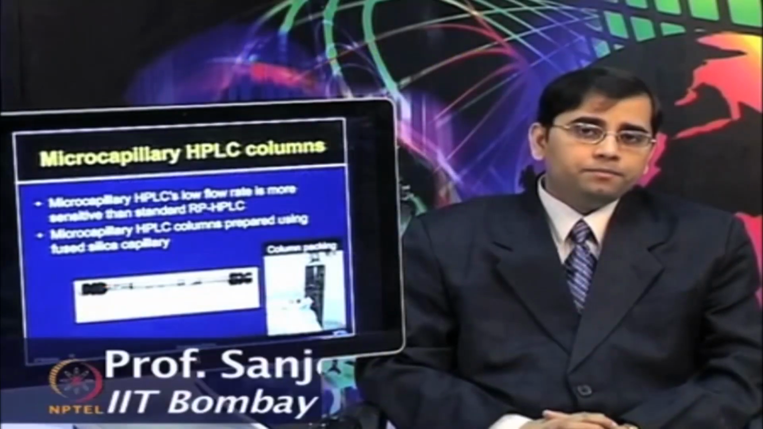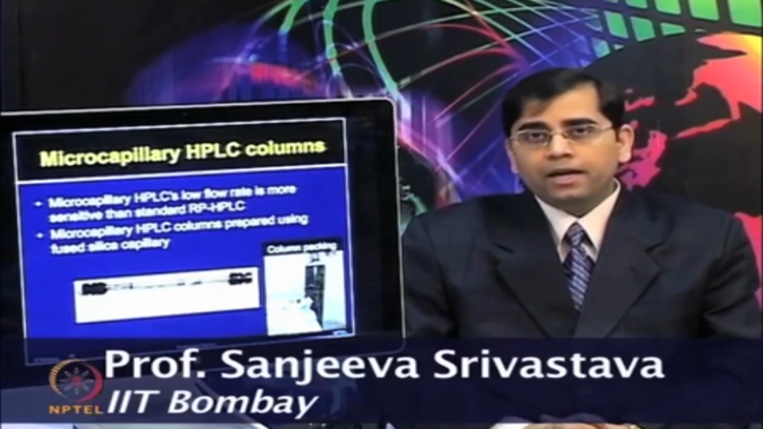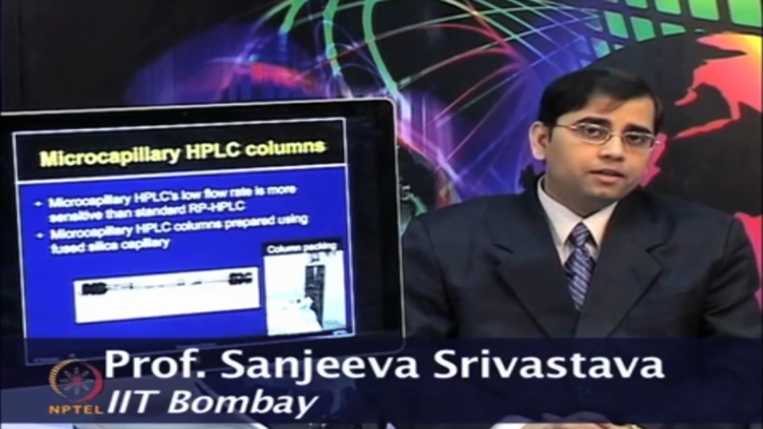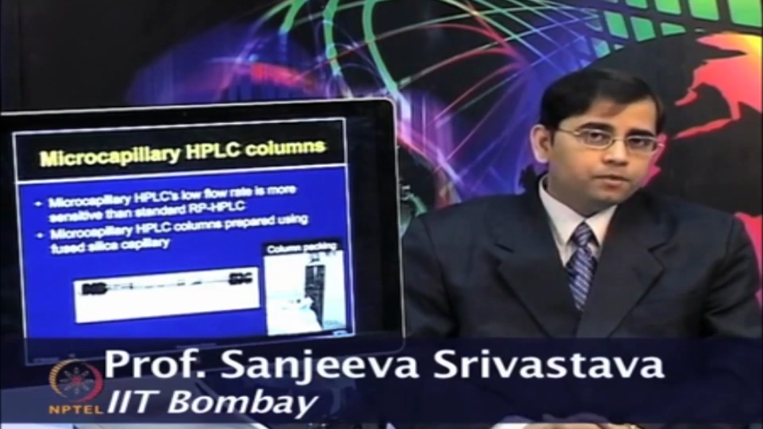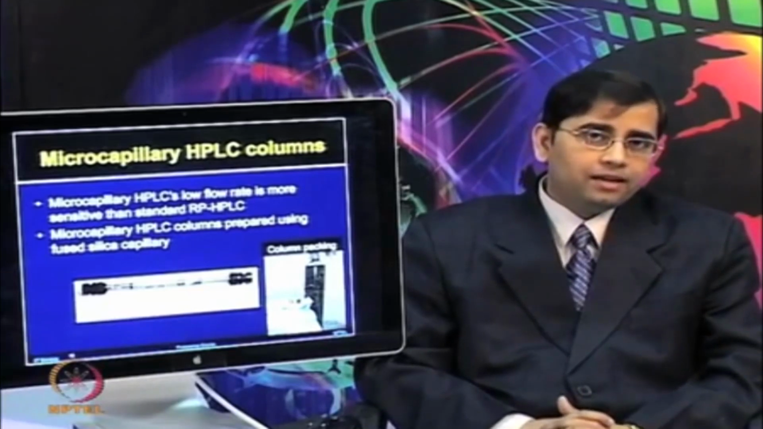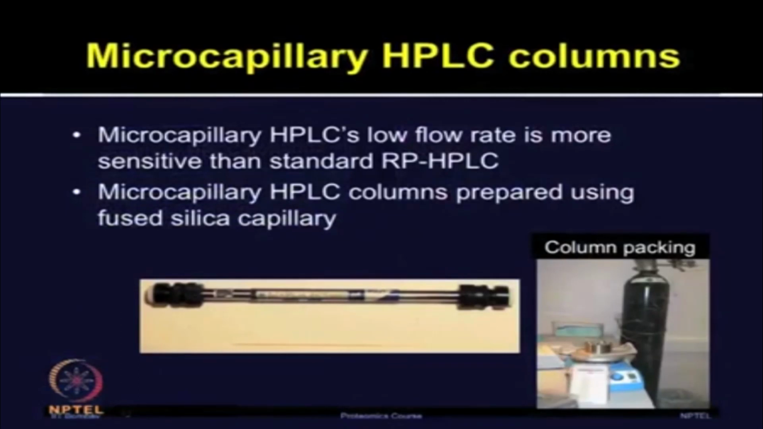Now, HPLC can be microcapillary, it can be nano LC, or it can also be different types of chip based chromatography separation. For proteomics, various types of microcapillary, nano LC and different types of chip technologies are currently used. In microcapillary HPLC, the low flow rate, which is less than 1 microliter per minute, is more sensitive as compared to the standard reverse phase HPLC, which is around 50 microliters per minute.